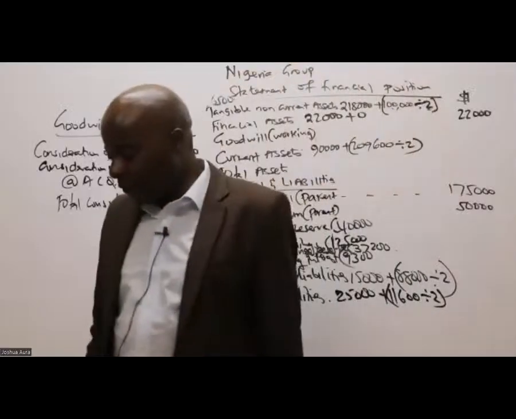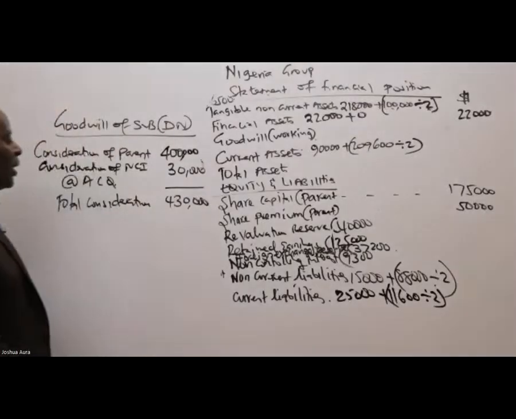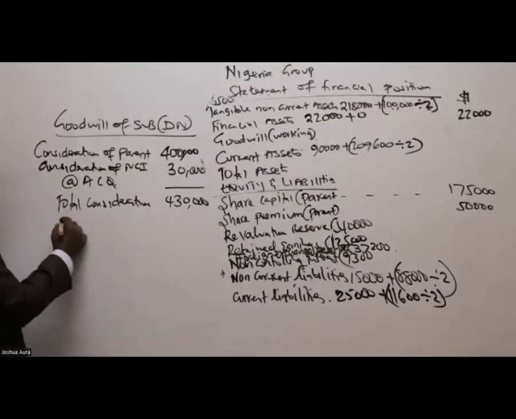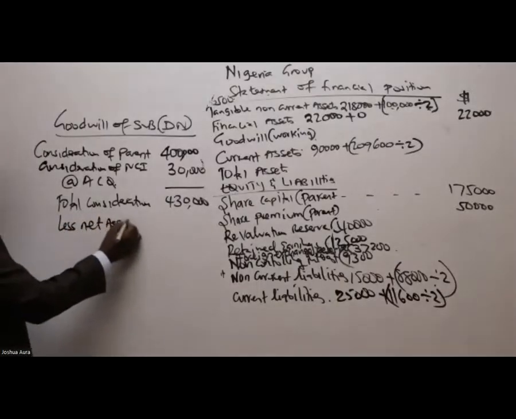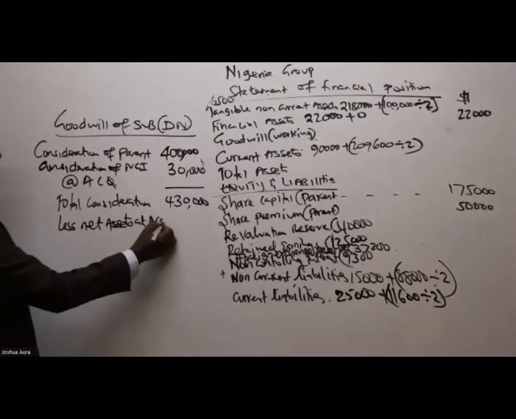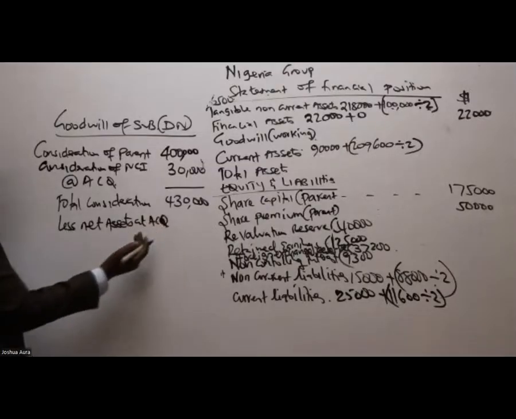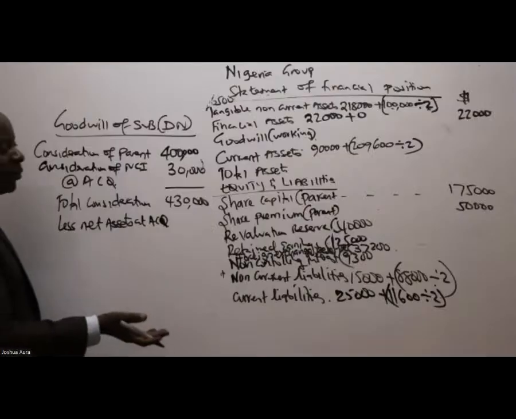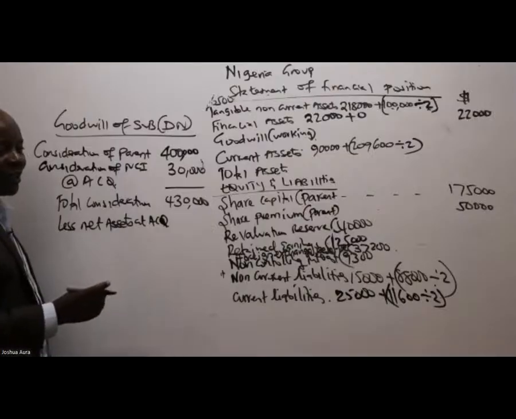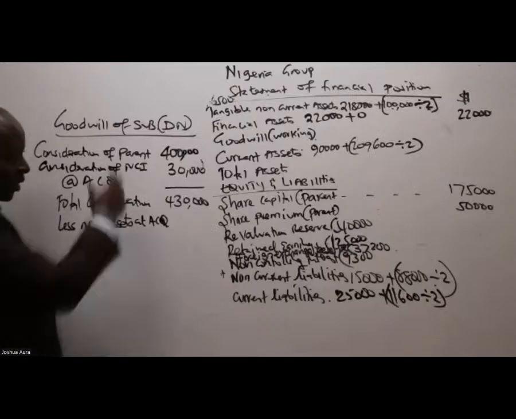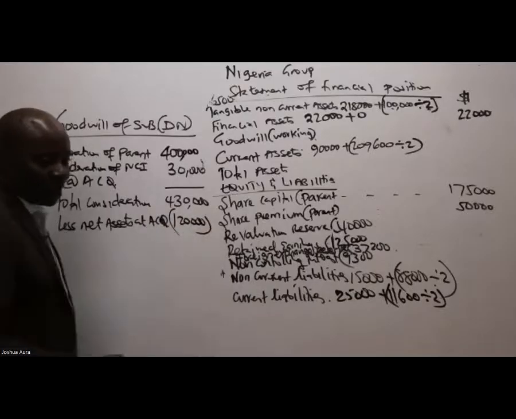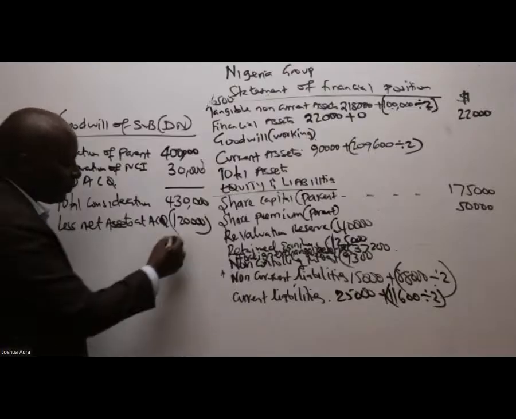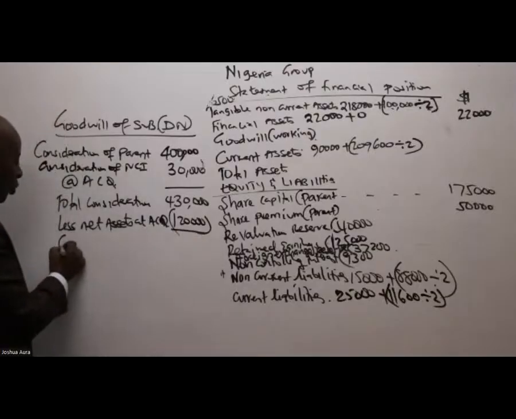Ladies and gentlemen, from there, come and give us the net assets. So less net assets at acquisition. I rubbed my figure a long time ago. Are you able to remember the net assets at acquisition? You have that table up there. Is it 120,000? So please subtract.